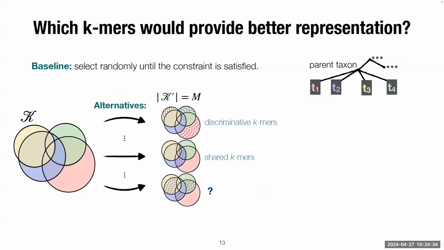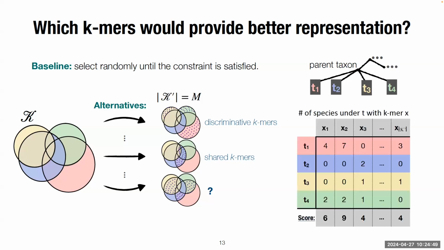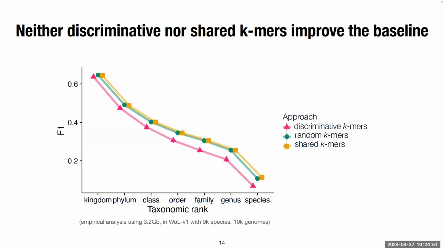One alternative is that you can keep discriminative k-mers. You can keep shared k-mers. You have k-mer sets for each species. Some k-mers are shared across species. Some k-mers are discriminative, specific to some species. So there are these alternatives that we have. But unfortunately, none of these alternatives could outperform the baseline random selection. Discriminative k-mers are quite worse than random k-mers. Shared k-mers are slightly better, but there is extra computation introduced, so it may not be worth it.